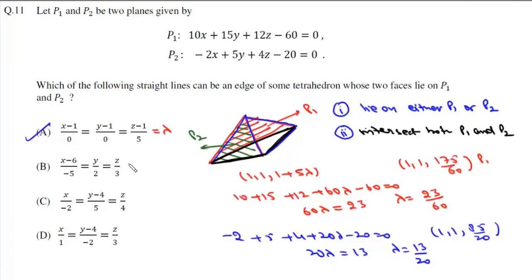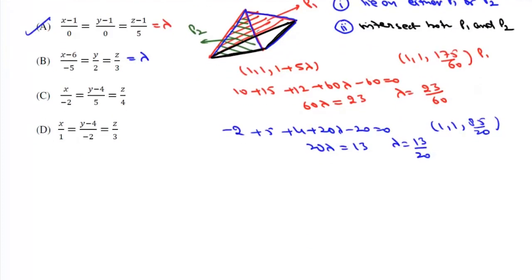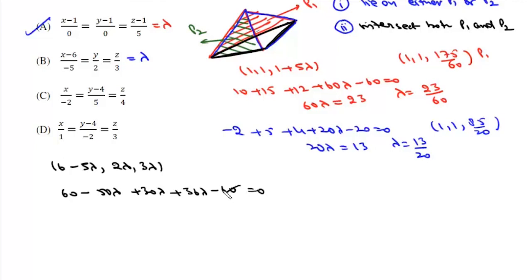Now what about the second one? Again, we'll choose this in terms of lambda. Now here we'll get this as 6 minus 5 lambda, 2 lambda and 3 lambda. Now for this plane one, it will be 60 minus 50 lambda plus 30 lambda, 36 lambda minus 60 equals 0. So we'll get the value of lambda as 0.